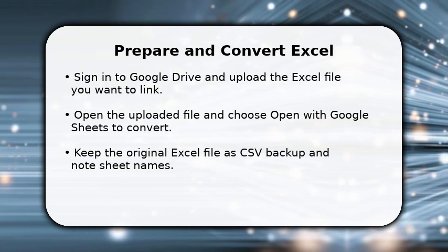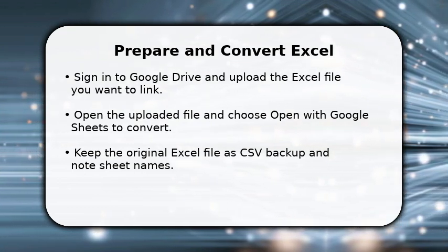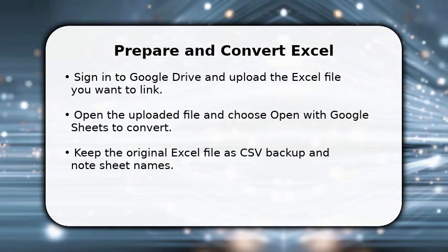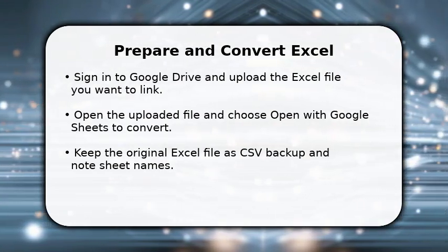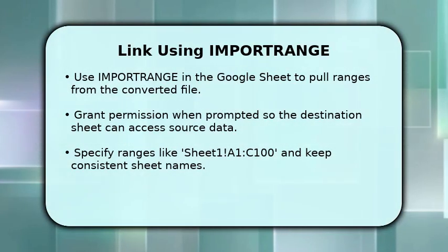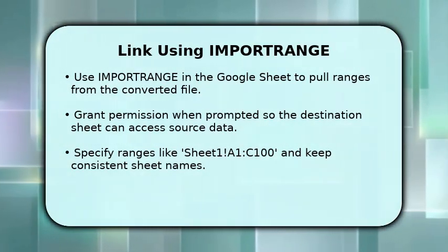Conversion preserves sheet names and cell values, but can change formulas and formatting. Keep the original Excel file saved as a CSV backup in case you need raw values or to troubleshoot conversion issues. Open the destination Google Sheet where you want live data to appear.